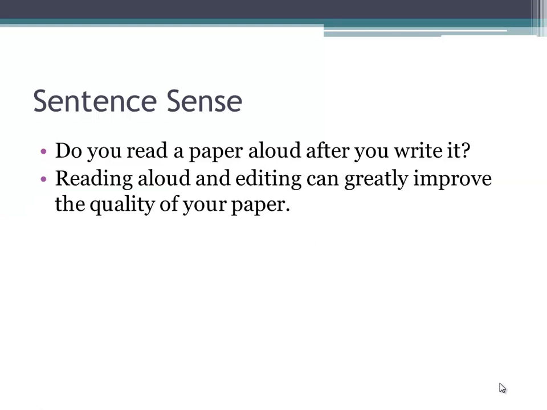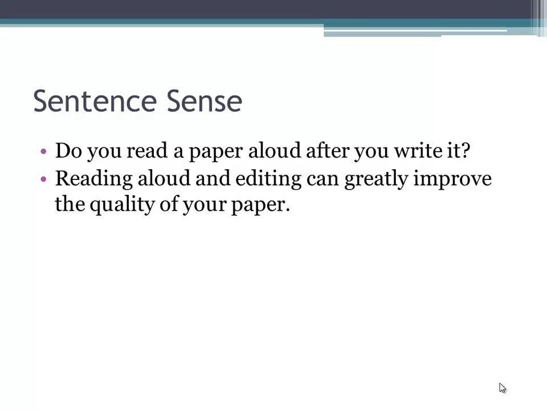All right, so sentence sense. After actually reading and writing your papers, do you ever take the chance to sit and read the paper out loud to yourself? That's an editing question to you. Yes, no?